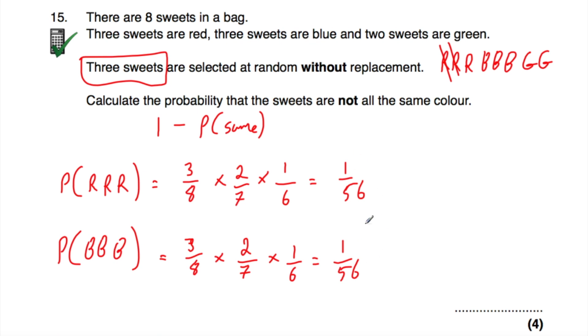Then if we add these two together, if we do 1/56 plus 1/56, that's equal to 2/56, or 1/28. And that's the probability that the 3 sweets are the same colour.